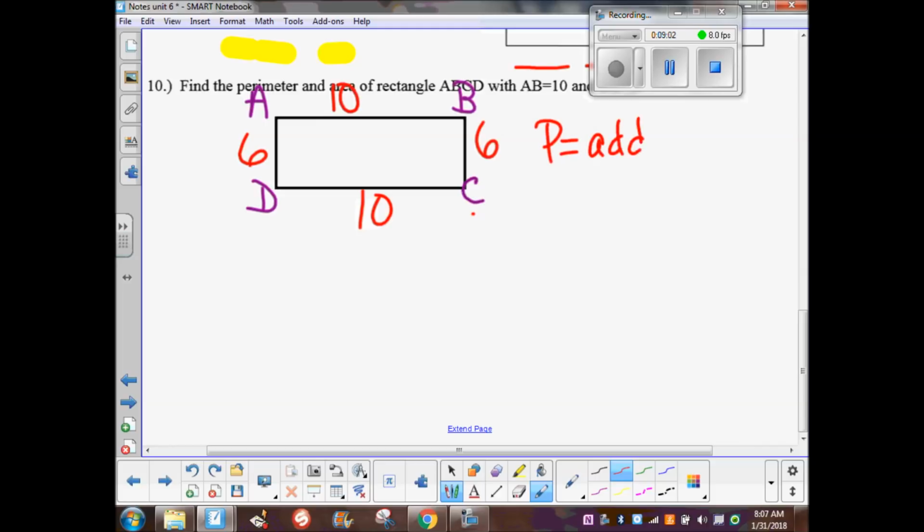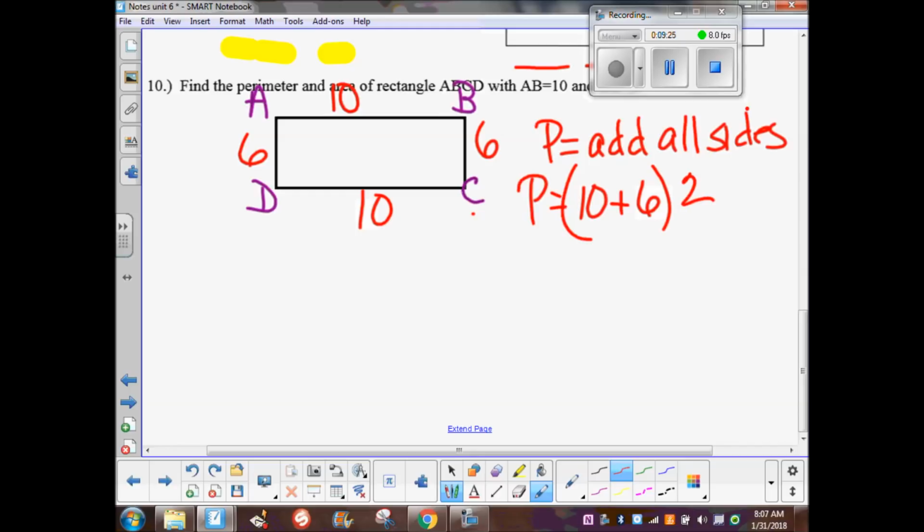Perimeter. Add all sides. So what am I adding up? You can do times 6, then you can do times 2 possibly. Sure, you absolutely could do that. Okay, he's kind of thinking the shortcut. We could do that. Lots of different ways you could write that.